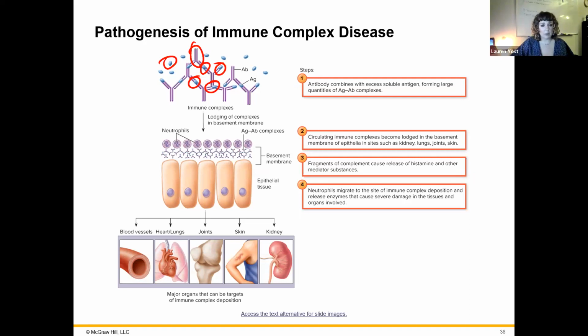And then what happens is, this is talking about complement. You can have complement get associated here and the release of certain chemicals that'll be associated with inflammation. But we also have neutrophils that'll come along and degranulate, releasing enzymes in reaction to the antigen and the antibody complexing together and getting stuck in that membrane. This can cause damage to the tissue and the organs eventually.